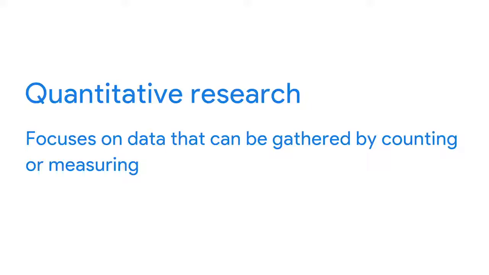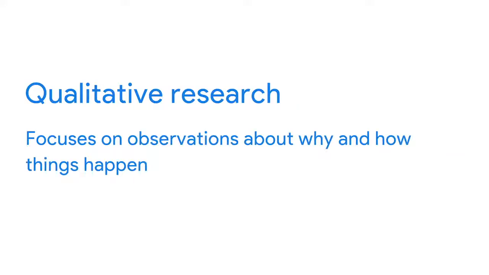The way you write research questions will determine whether your research method should be quantitative or qualitative. You might remember that we talked about quantitative and qualitative research in an earlier video. Quantitative research focuses on data that can be gathered by counting or measuring. Think numbers. Qualitative research focuses on observations about why and how things happen. Think written descriptions. Let's revisit the example from our dog walking app.